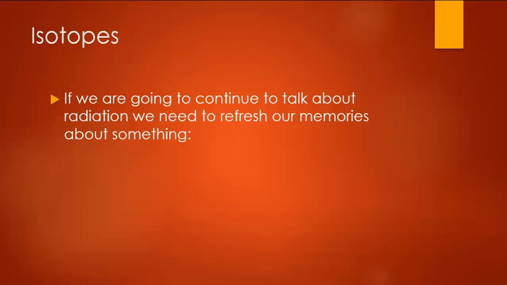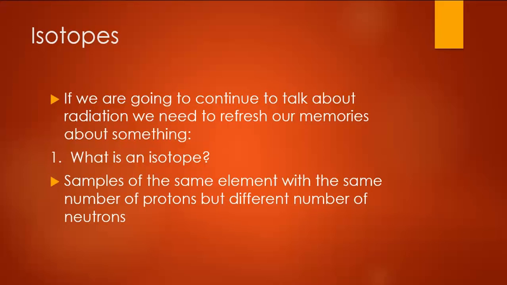If we're going to continue to talk about radiation, we need to refresh our memories about something. What is an isotope? Who remembers? Jeffrey. Okay, so it's the same element, so it has to have the same protons, but different number of neutrons. The neutrons do not affect who it is, it just affects its flavor. It's basically different flavors of the same element.